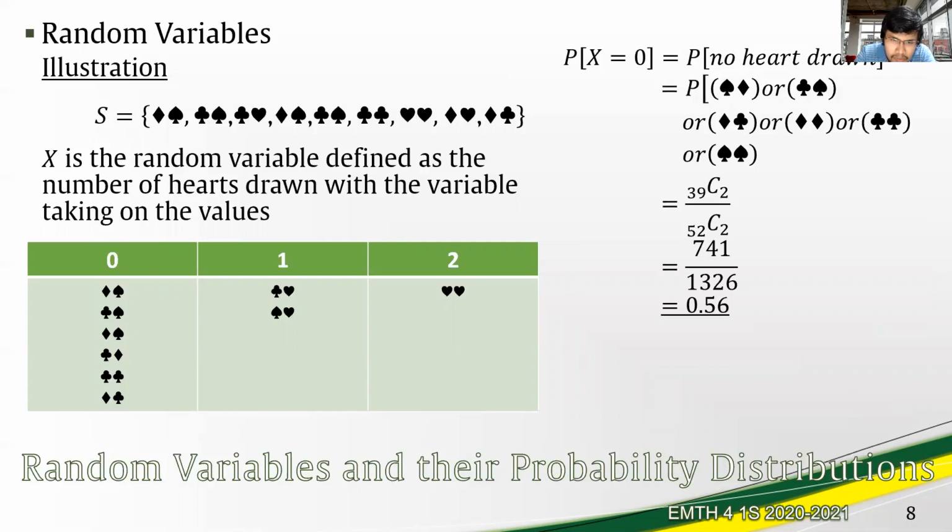And to get the combination of the whole card deck, that is 52 times 51, also divided by 2 for 2 factorial. And the answer would be 2,652 divided by 2, which is 1,326. And dividing 741 by the final answer of 1326, that would result to 0.56.